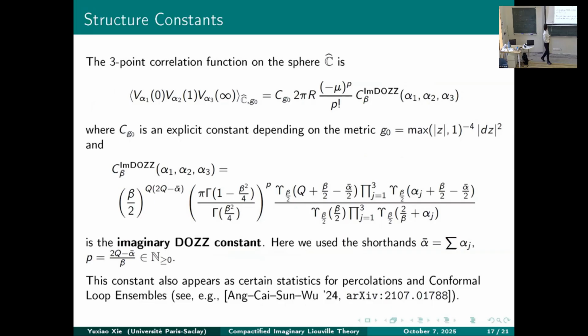For example, we know this 3-point structure constant. If you consider the sphere with 3 points, you can actually compute this path integral. It has this explicit formula. It's very complicated, but you do have a formula for it. And this formula is important because it also appears in other places. For example, it appears in certain formulas for statistics of conformal loop ensembles, and you can check out this paper where they prove this mathematically. This is also why we expect the theory to have connections to models in statistical physics.